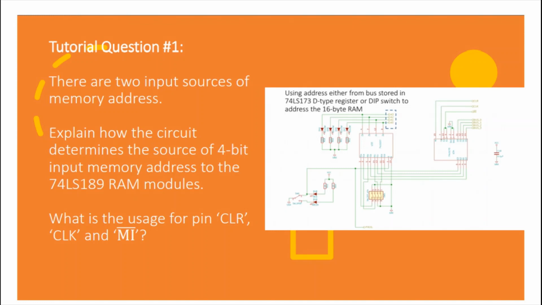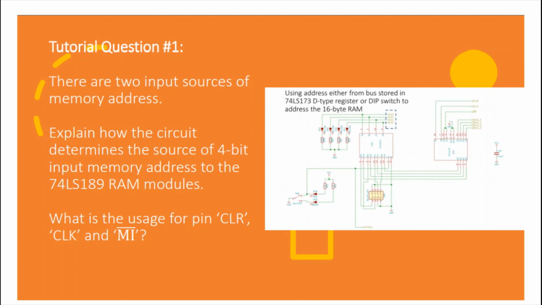Question 1. There are two input sources of memory address. Explain how the circuit determines the source of the 4-bit input memory address to the 74LS189 RAM modules. Okay, so before we look into the question, we need to know that there are two inputs of the memory address, one from the switch and another from the bus.